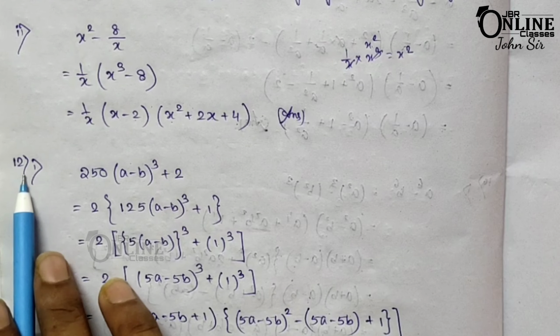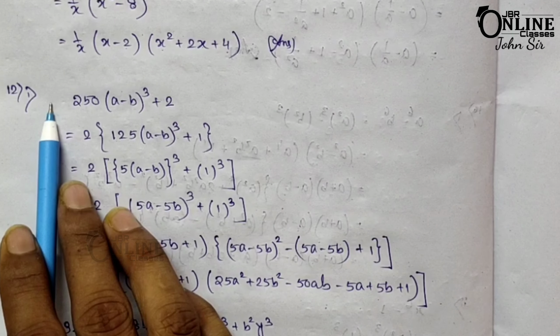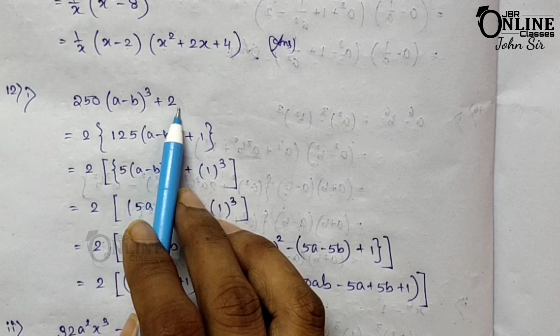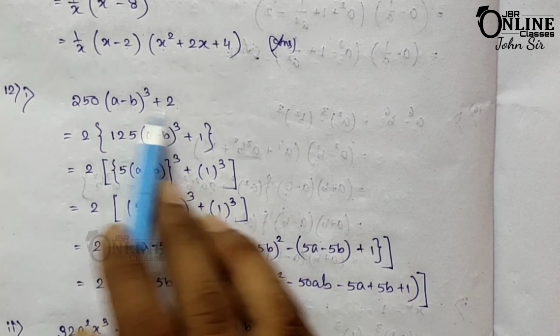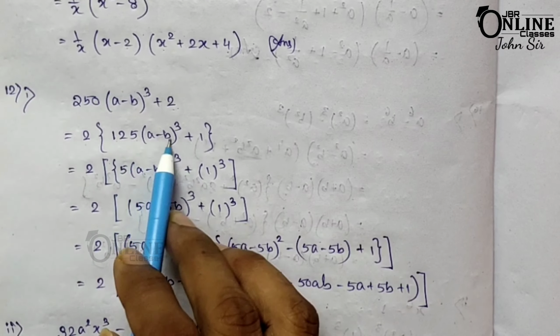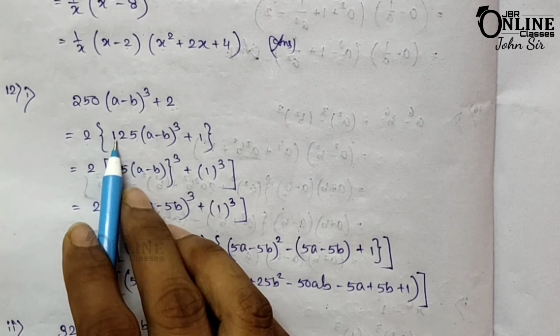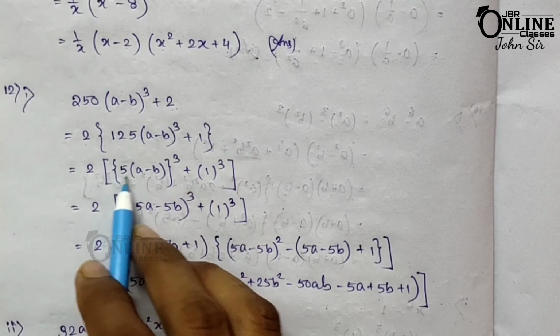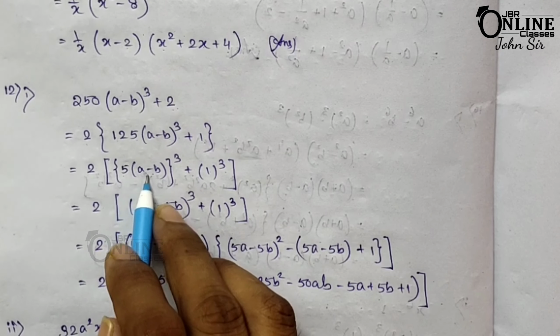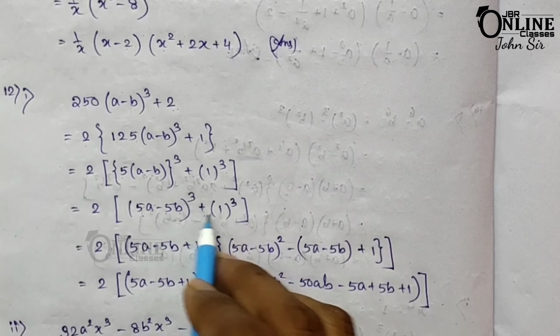Now next one, sum number 12(1). In sum number 12(1), here 250 a minus b whole cube plus 2. So first you have to take 2 common from these two portions. So if 2 is common, it becomes 125 times a minus b cube plus 1. Then 125 means 5 whole cube, so 5 into a minus b whole cube plus 1 cube. Then multiply 5 with this one: 5a minus 5b whole cube plus 1 cube.